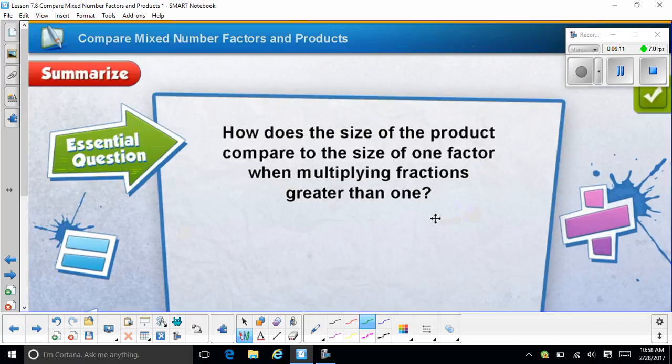Okay, lastly, our essential question: how does the size of the product compare to the size of one factor when multiplying fractions greater than 1? In a summary of 2 to 3 sentences, you're going to explain how you would go about comparing two different fractions to the product and the factor. Use the steps that we discussed and how you would go about comparing. I look forward to discussing this with you in class.